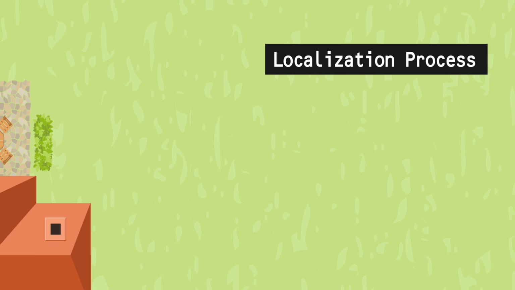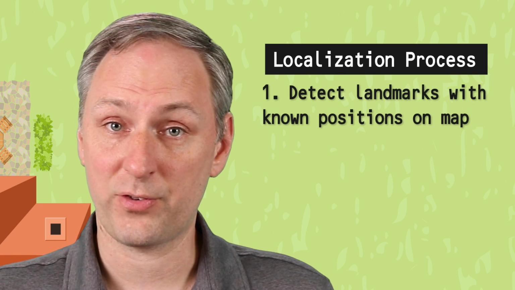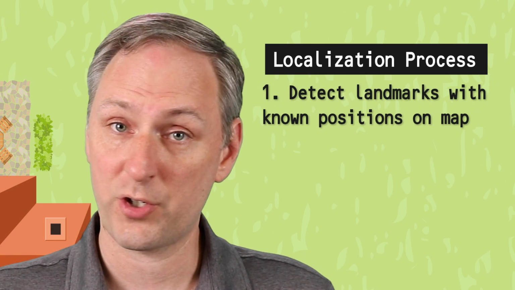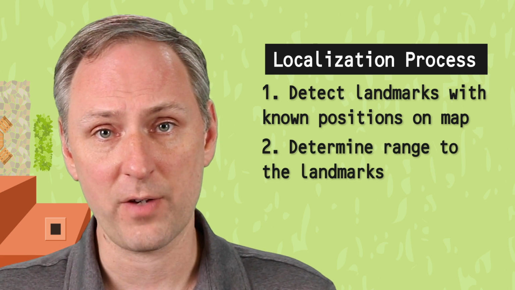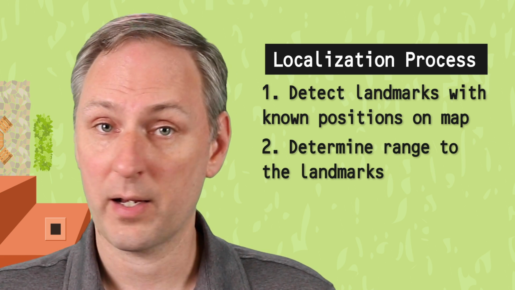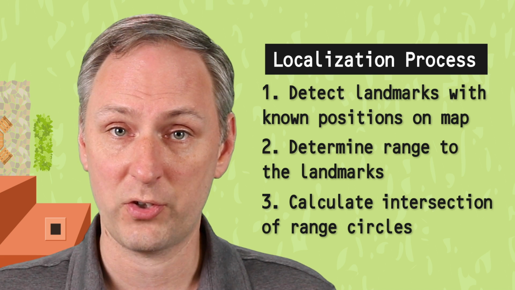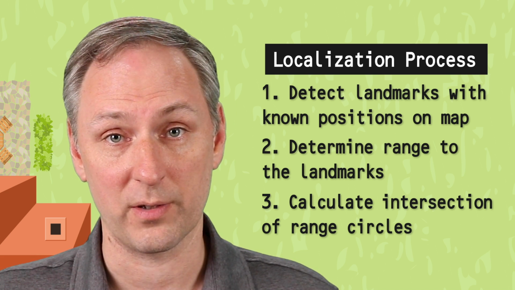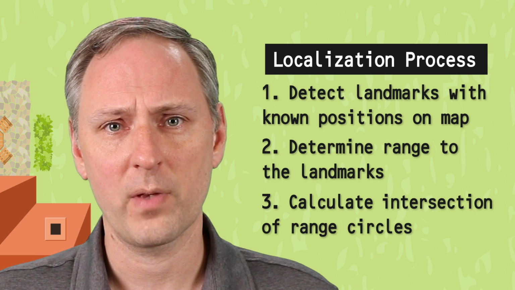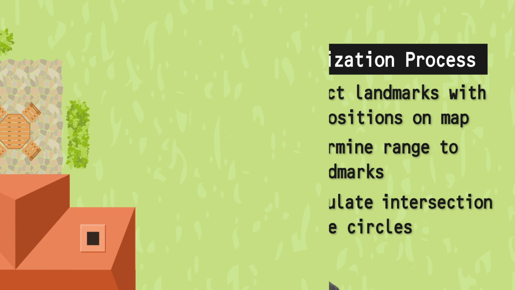So the general flow is: detect at least 3 landmarks whose position is known on the map, determine the range to each of these landmarks, and calculate where these range circles intersect. This intersection point is the robot's position. Now, let's calculate how to find that position.